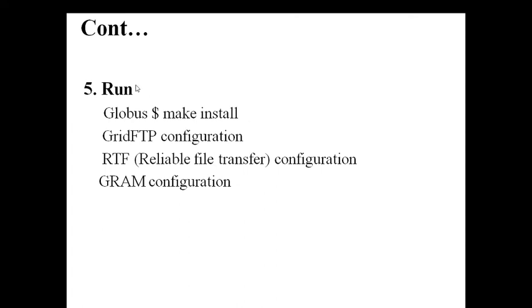Later, we have to run the Globus Toolkit version 4 make install configuration so that a lot of services like FTP, reliable file transfer and GRAM can be accessed. So I hope you remember these words which we learned a few seconds back. So these are from core services only. Next we have to configure the certificate authority.